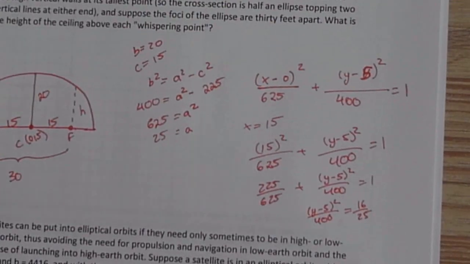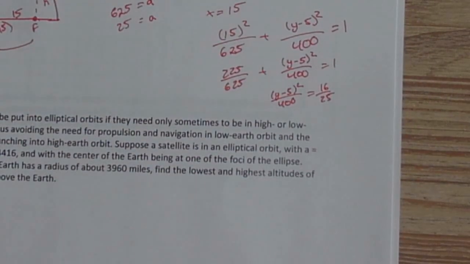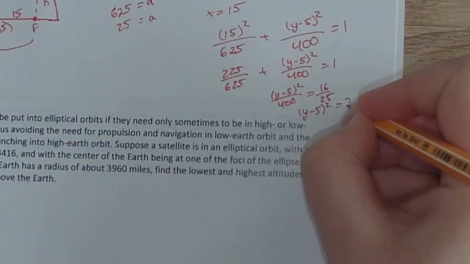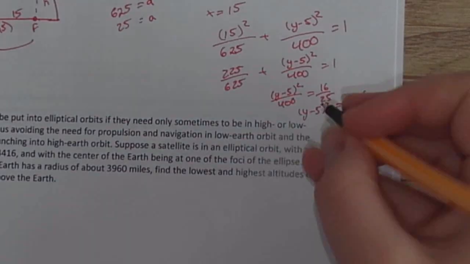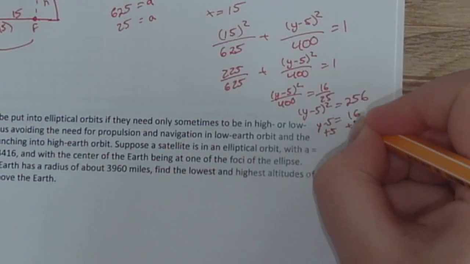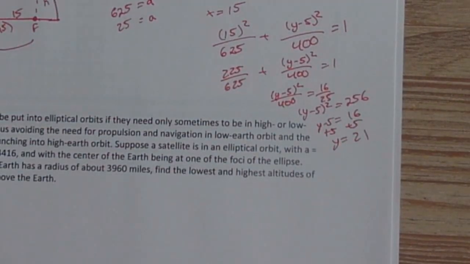Let me move my paper. There we go. We can multiply both sides by 400. We have y minus 5 squared equals 256. The square root of that is 16. So y minus 5 equals 16, plus the 5, so y equals 21. So above the focus, we have 21 feet.